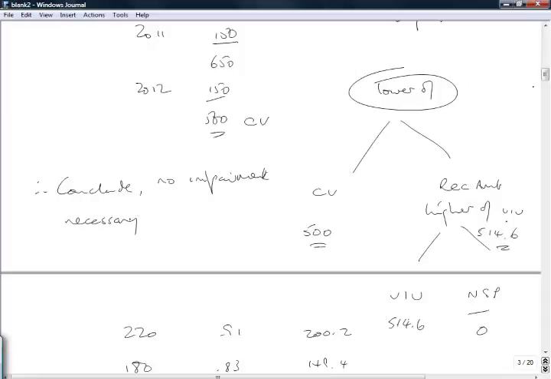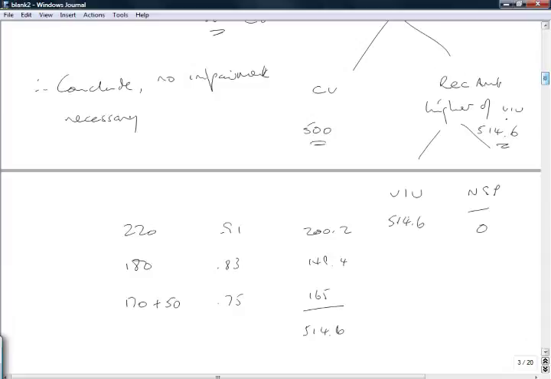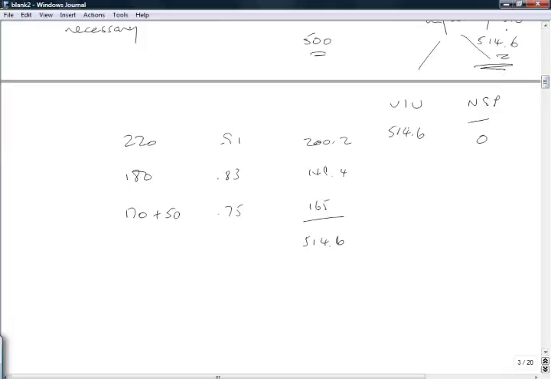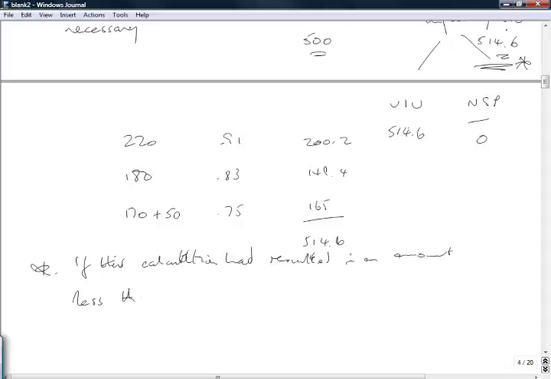You'd have thought if he's giving you an impairment exercise, you'd have expected it to be impaired. If you're not happy about this figure, what you might do is put a little asterisk there and say, if this calculation had resulted in an amount less than 500, the carrying value, the asset would have been impaired.